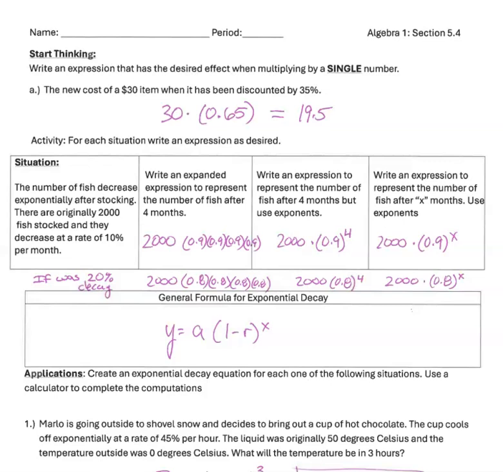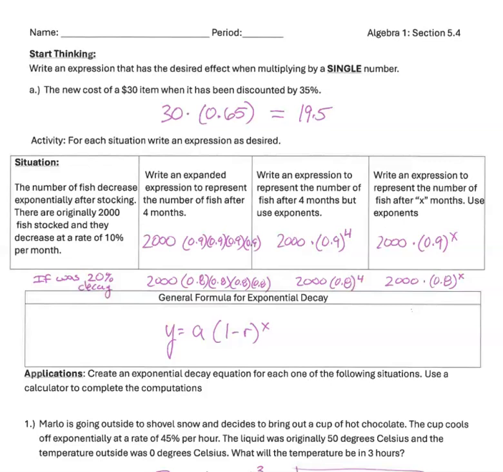So it says write the expanded expression to represent the number of fish after 4 months. Since it is 10% going away, you still have 90%. And that's why you multiply by 0.9 4 different times for 4 months. The next one says write that using an exponent, and that is 2,000 times 0.9 to the 4th. And then lastly, it says how many fish are there going to be after x months. So all you have to do is change out the 4, which is the number of months, for x. And this would be just a generic equation that you could use in general to find out how many fish there are going to be.